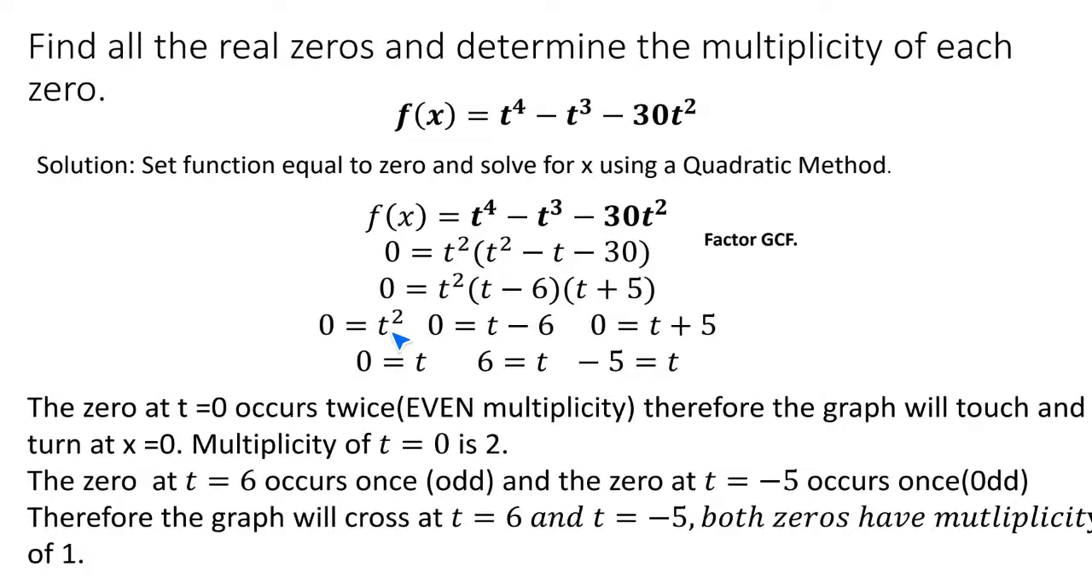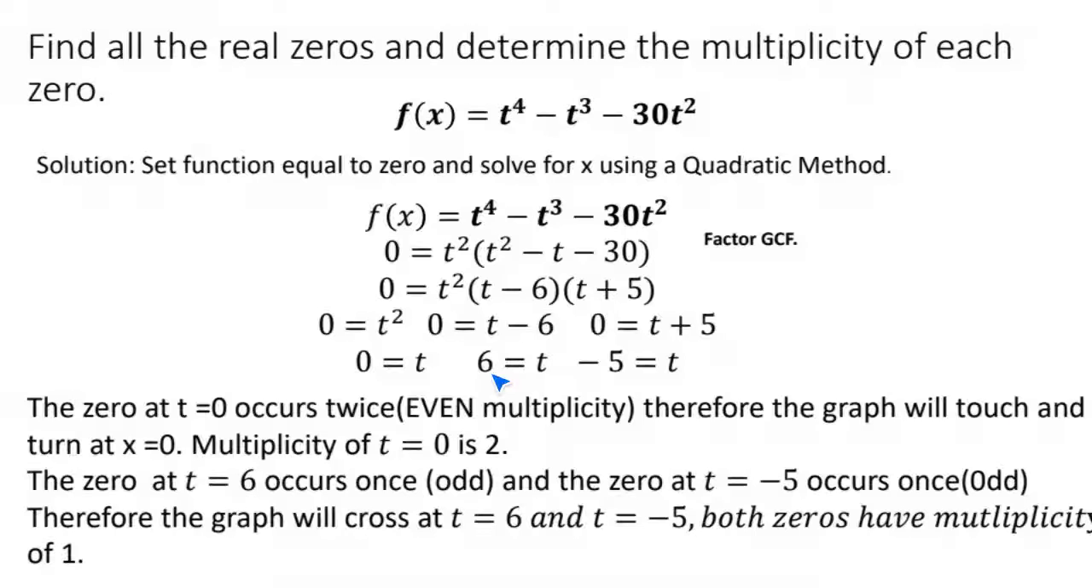So if we look at t is equal to 0, there's actually 2 zeros here, because remember t squared, you could have easily written as t equals 0 and t equals 0. So we say the multiplicity of 0 is going to be 2, and that's an even multiplicity. So the graph is going to touch and turn.